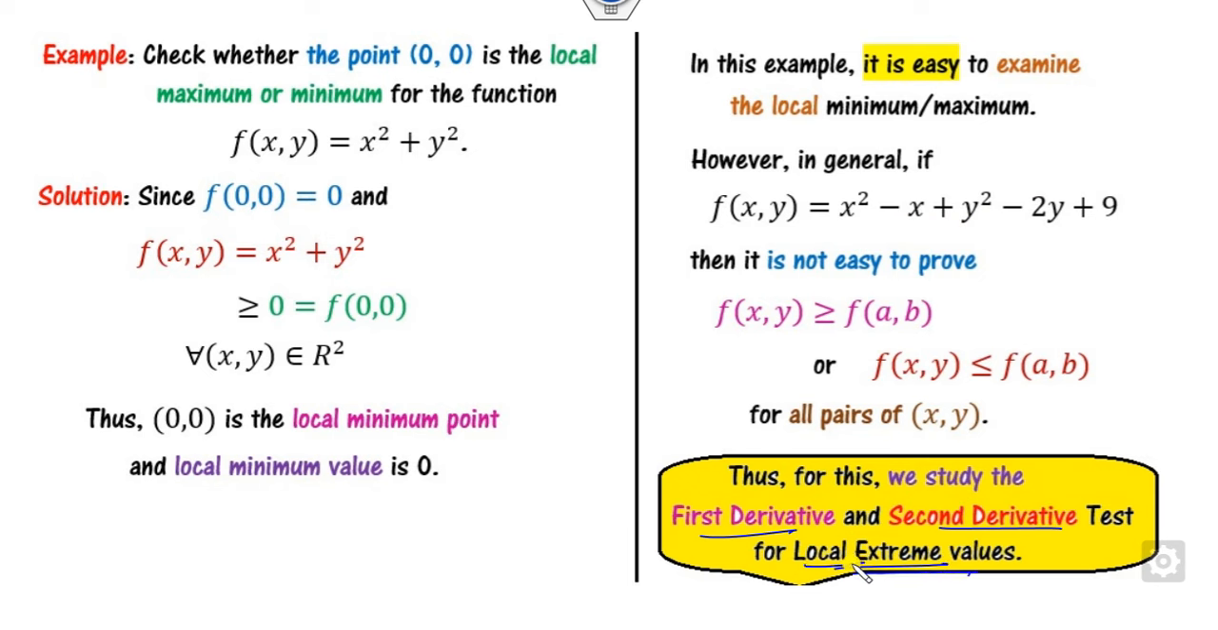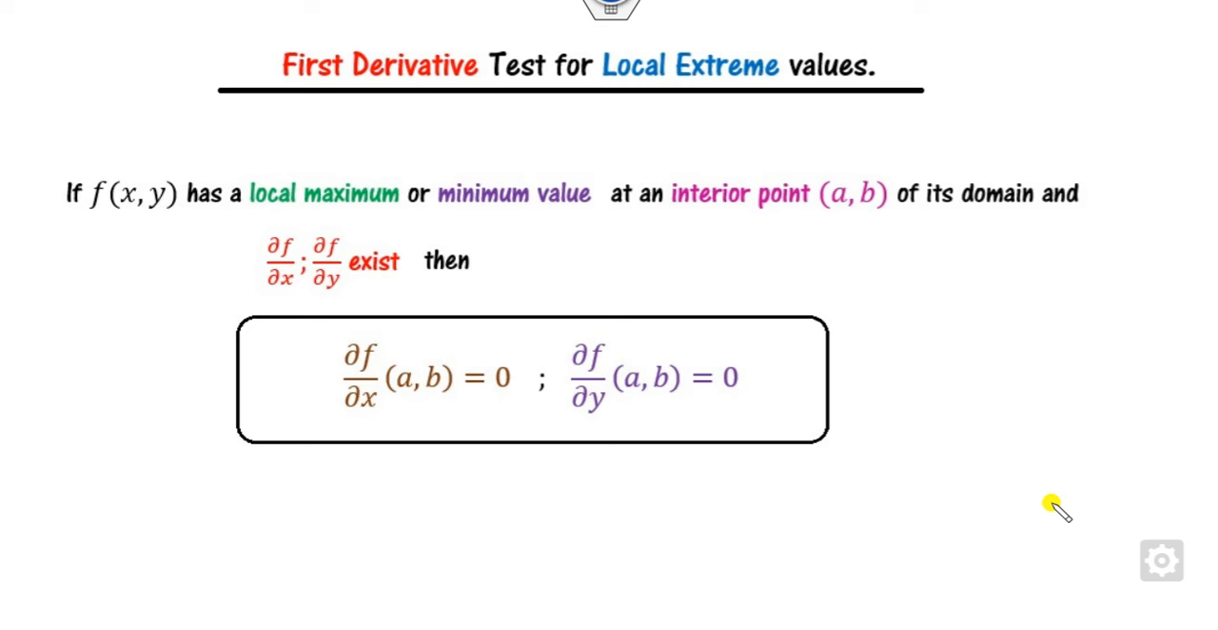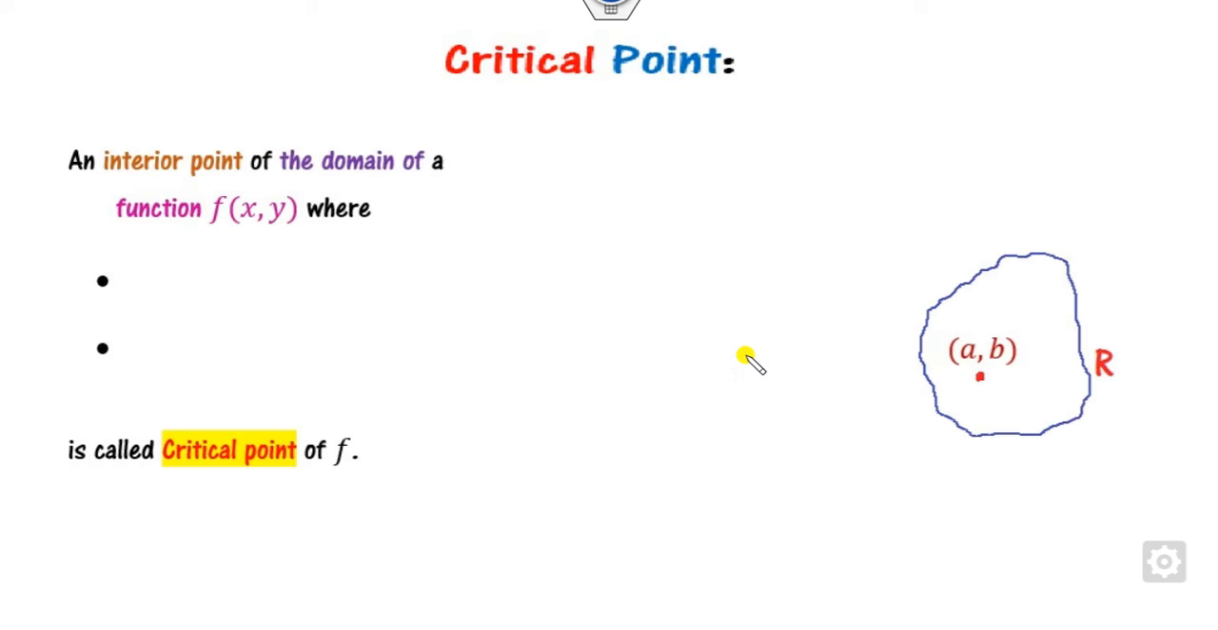Remember that whenever it's a local extreme value, we will use the first derivative and the second derivative. What is the first derivative test? If you have a local maxima or minima at the point (a, b) and the first order partial derivatives exist, then the first order partial derivatives at this point (a, b) must be 0. So this is the first derivative test for the local extreme values.